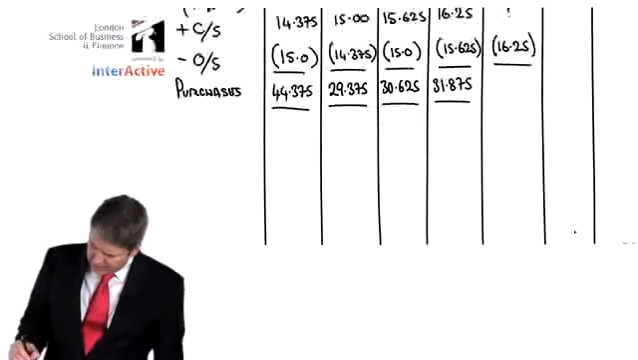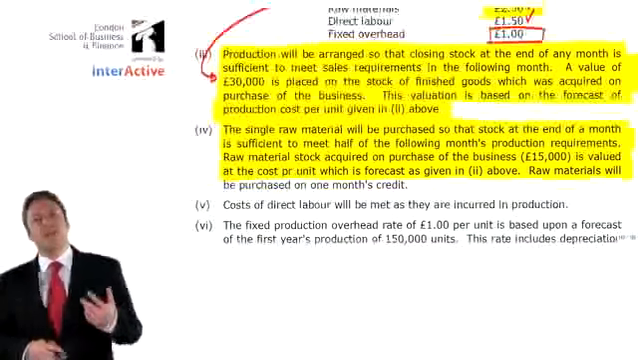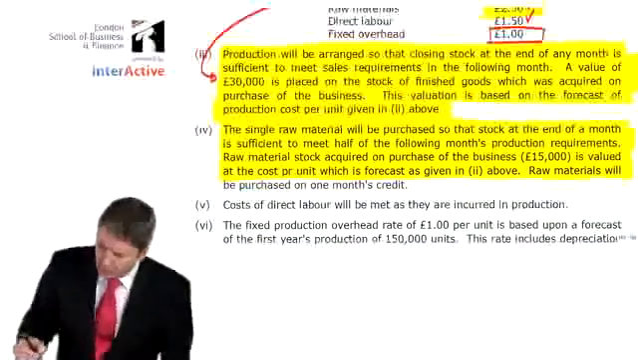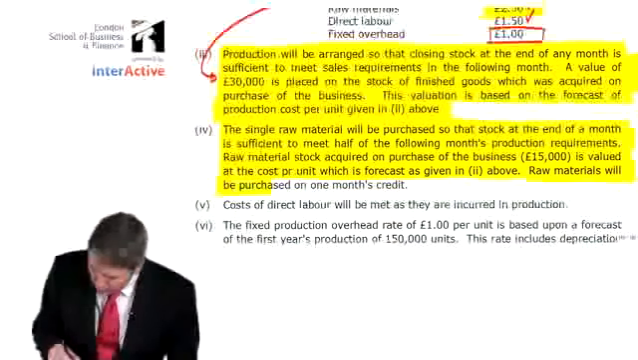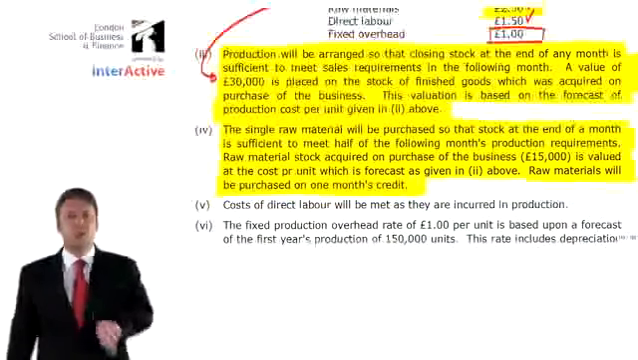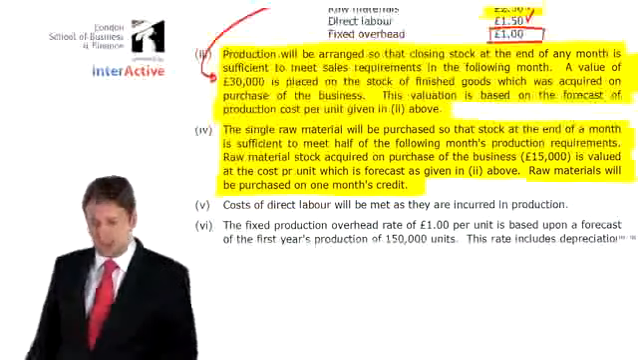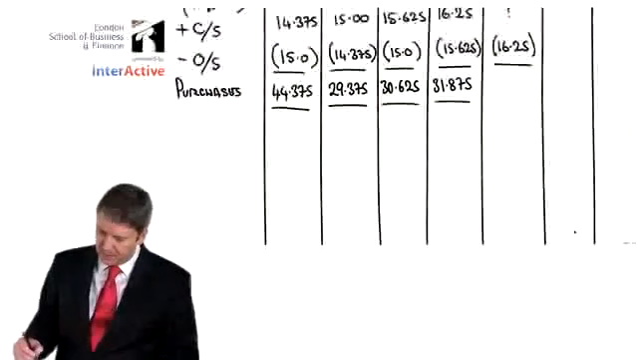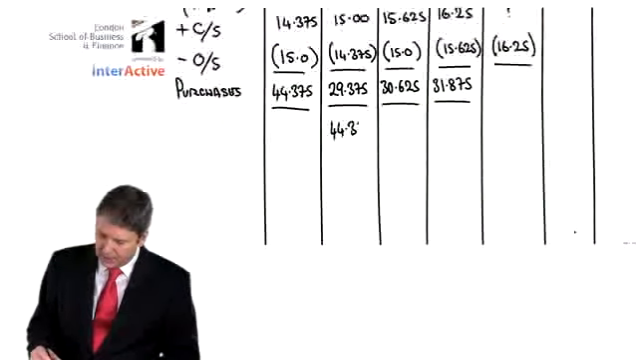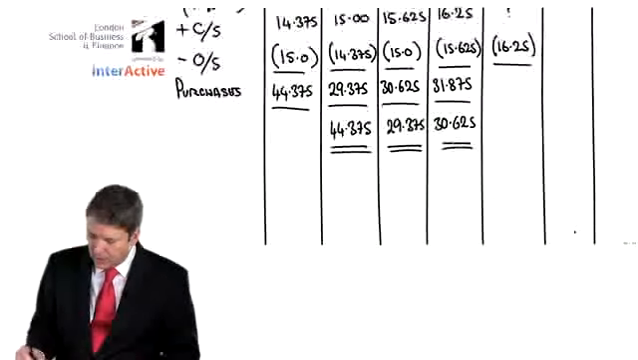What we now want to look at is timing. We haven't yet established when this has to be paid. The final note in the question, just reading on, raw materials will be purchased on 1 month's credit. Well, if they're purchased on 1 month's credit, that's 1 month late, isn't it? Now, I don't know whether I bother writing this into my workings, but just so we have some masterpiece in front of us, 1 month later, 44.375. 1 month later, 29.375. 1 month later, 30.625. These are our payments.